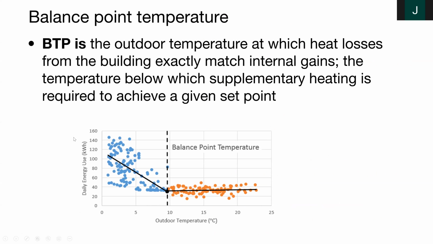So then it brings us to balance point temperature. Going back to that balance point temperature lab we did earlier in the semester, in the context of a building, it's the outdoor temperature at which heat losses from the building exactly match the internal gains. So when you're concerned about heating, it's the temperature below which supplementary heating is required to achieve a given set point. And it's important to remember that it's the outdoor temperature that we're looking at for the balance point temperature.